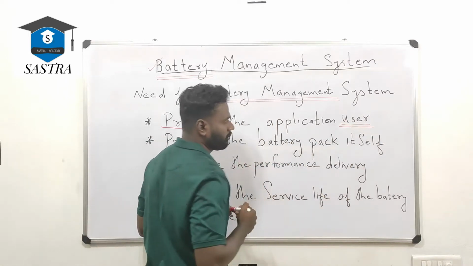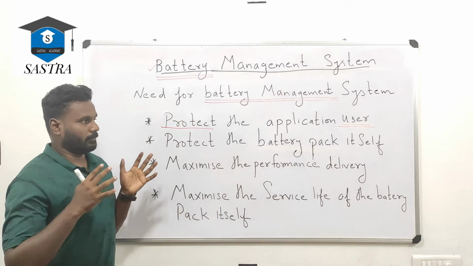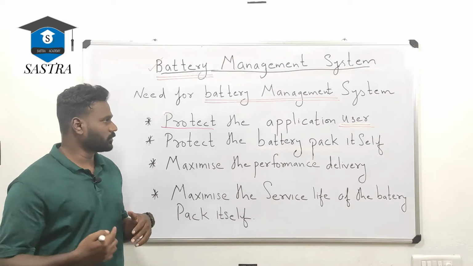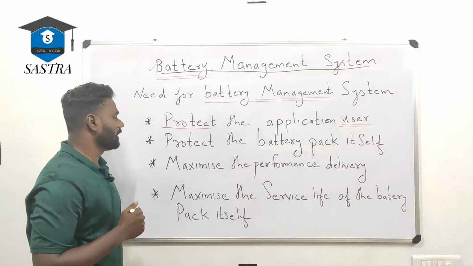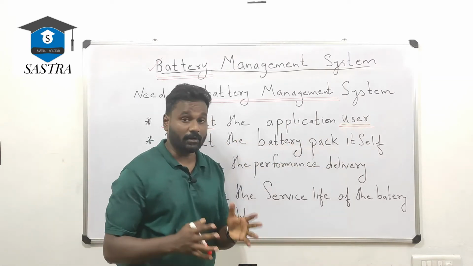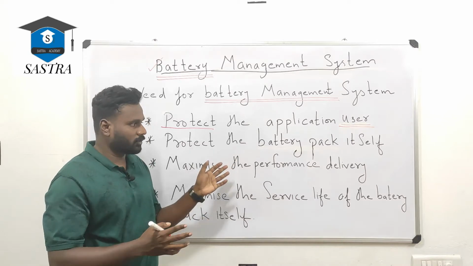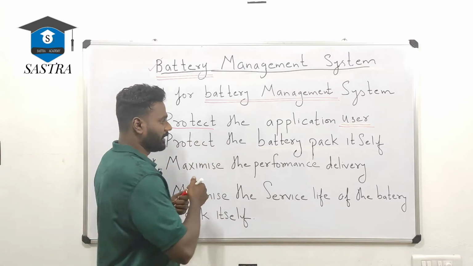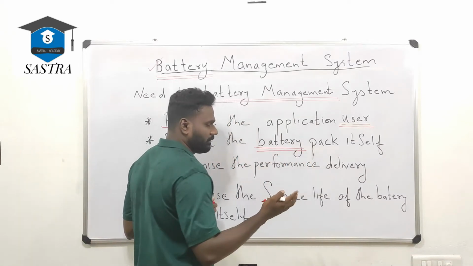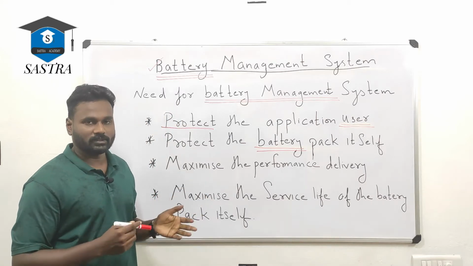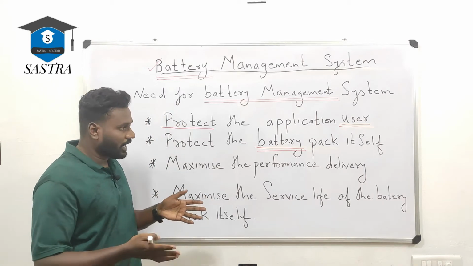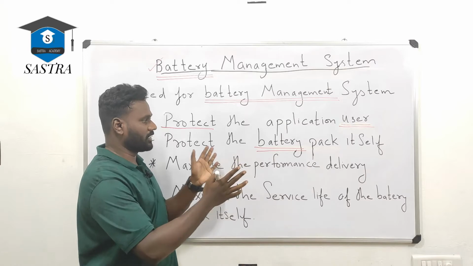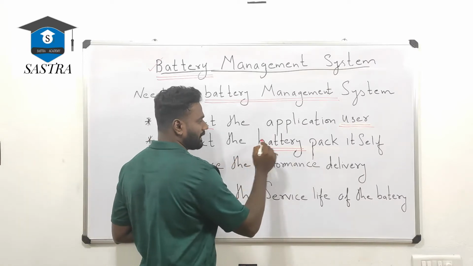We must protect ourselves because battery has many problems: it can explode or it can drain. So in order to protect the users, we must manage the batteries. Next one is protect the battery pack itself. In hybrid electrical vehicles or smart grid applications, the battery will be very costly. In case of a TV remote or clock, we can neglect it because it is inexpensive. But in hybrid electrical vehicles, smart grid or any higher application for batteries, we have to protect the battery itself.